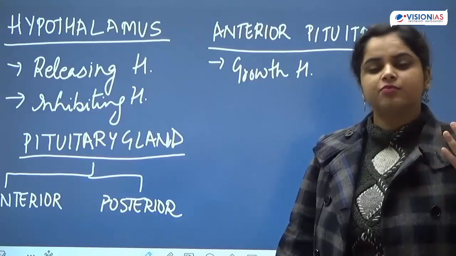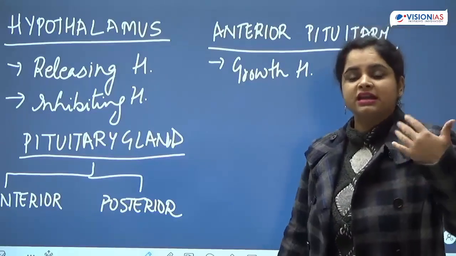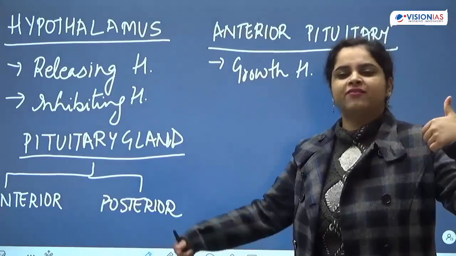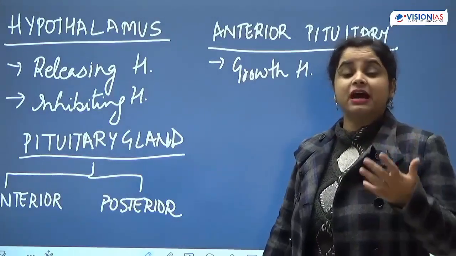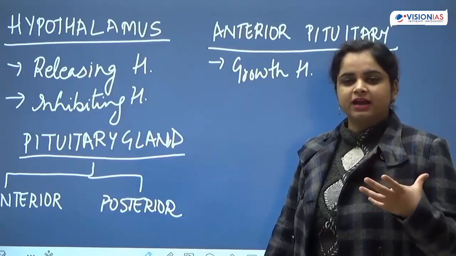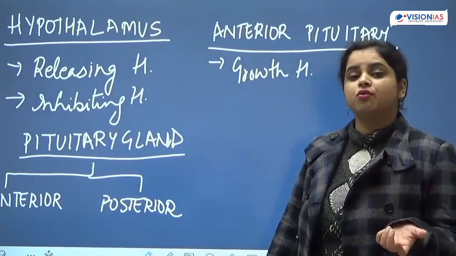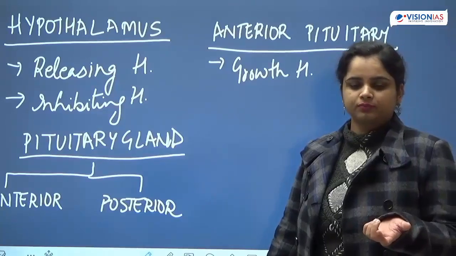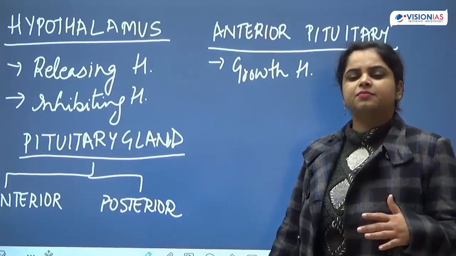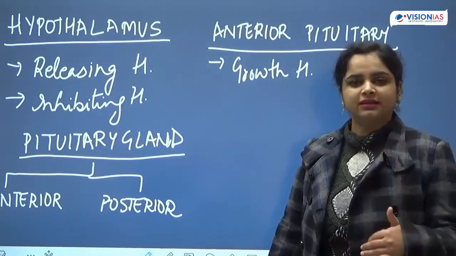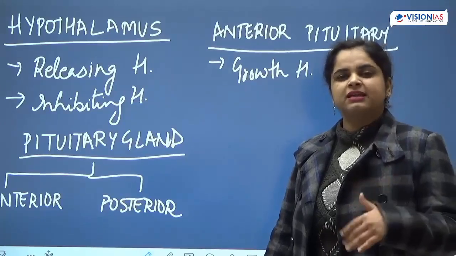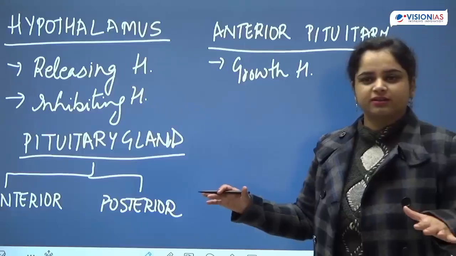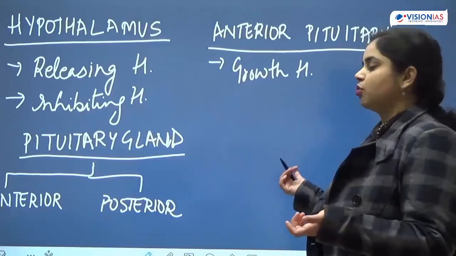If the levels are abnormal, then an abnormally large person, very tall and extra well built, like somebody like Khali. That kind of stature is because of the excess production of growth hormone, right? And if it is less, then the person is going to be abnormally short, below the normal levels, the person will be a dwarf. That is an abnormality of the growth hormone.